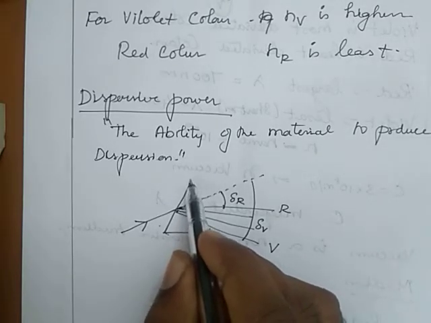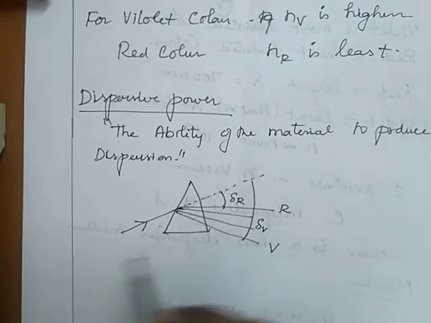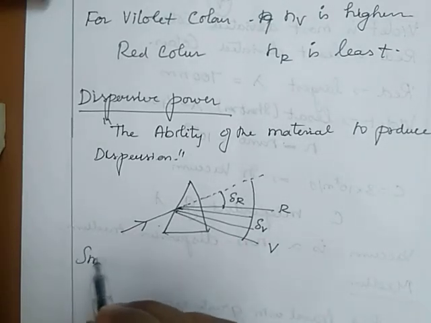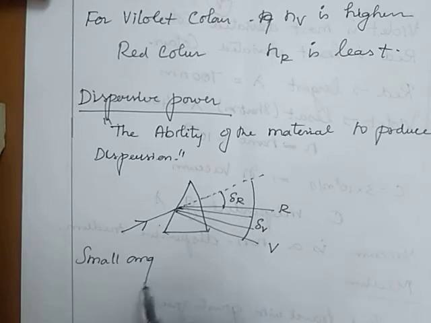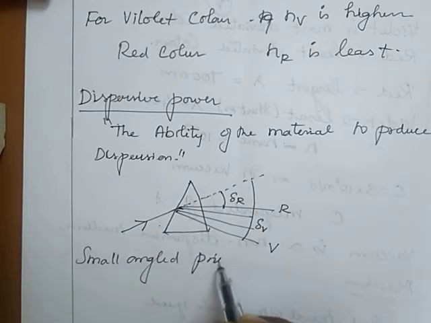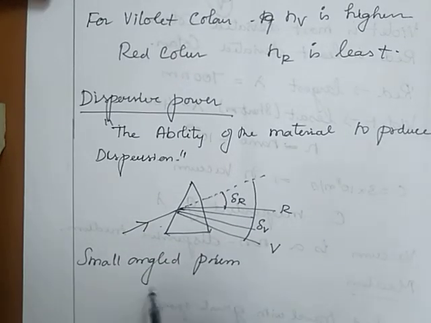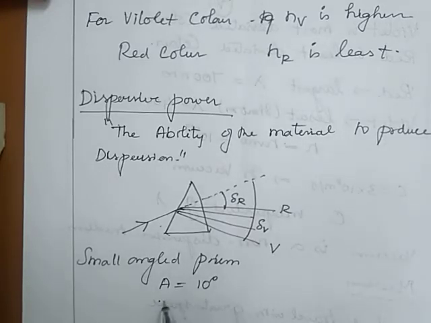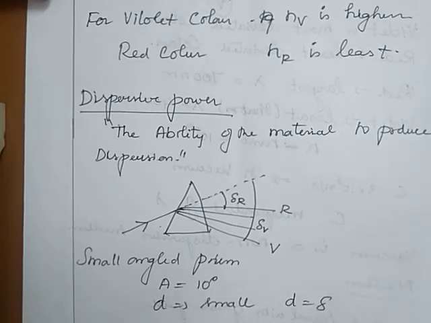Here I consider the prism. This prism is a small angled prism. For a small angled prism, the angle of the prism will be in the order of 10 degrees. For that, the angle of deviation is also small. So we can consider d as delta.